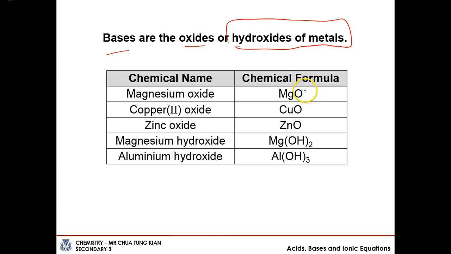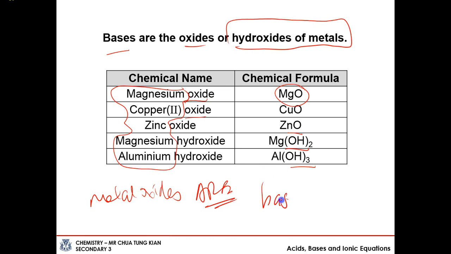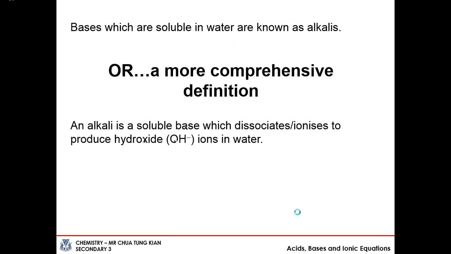So if we take a look here, this is magnesium oxide, this is copper(II) oxide, zinc oxide, magnesium hydroxide, aluminum hydroxide. Notice that all these here are metals. So metal oxides are bases. Right? Metal oxides are bases. And if the base is soluble in water, we call it an alkali. So it dissolves in water to give us hydroxide ions. We call it an alkali.